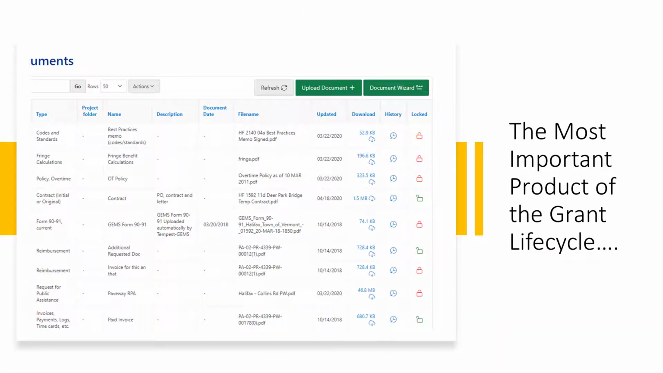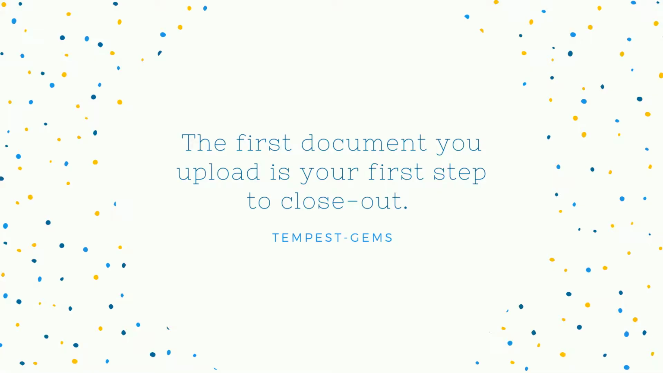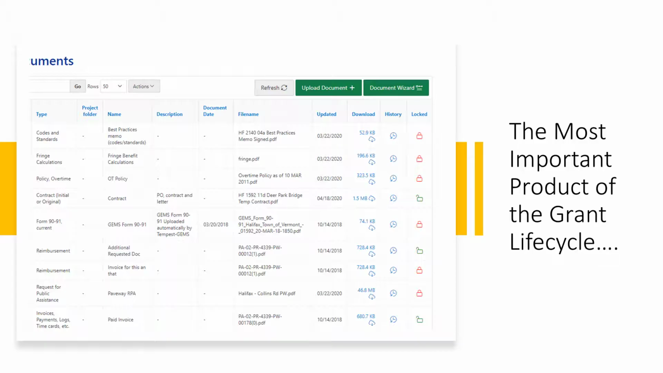Documents are just about the most important product of the grant lifecycle. Documents provide proof that you did the stuff you were supposed to have done. In Tempest-GEMS, we proudly say the first document you upload is your first step to close out. When you have a document such as standards, fringe calculations, or overtime policy, you upload that just once, and it'll appear on every grant.